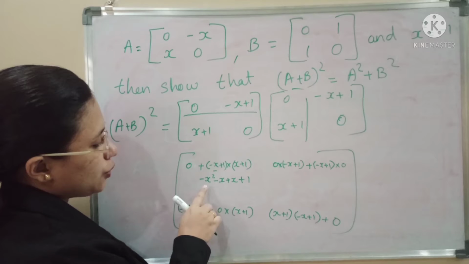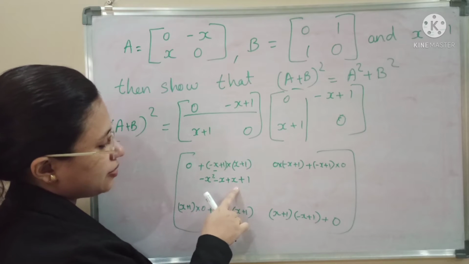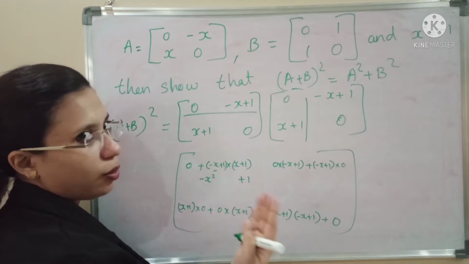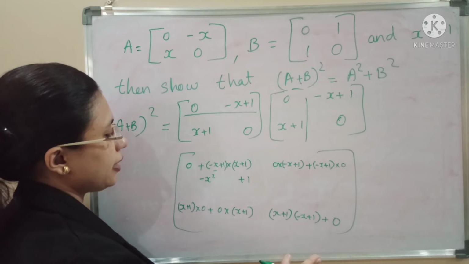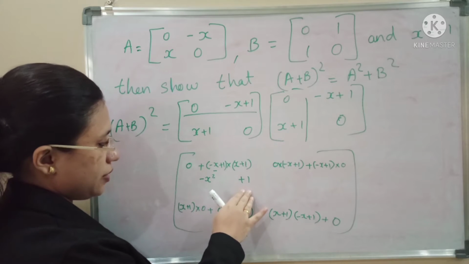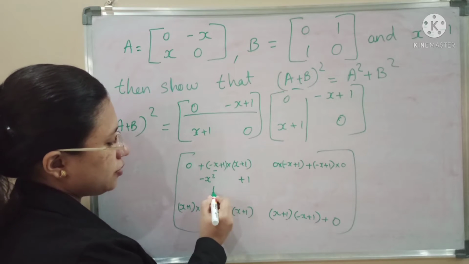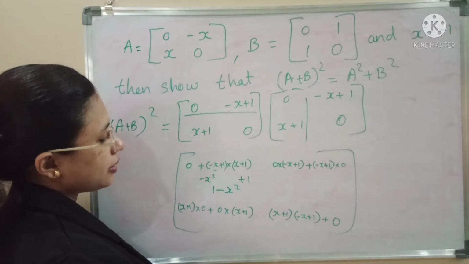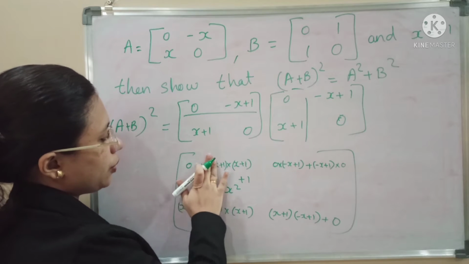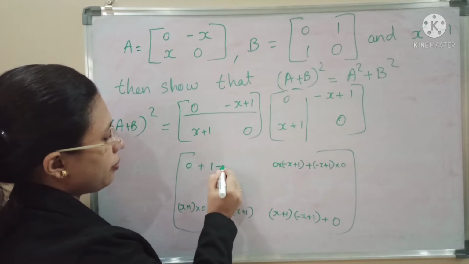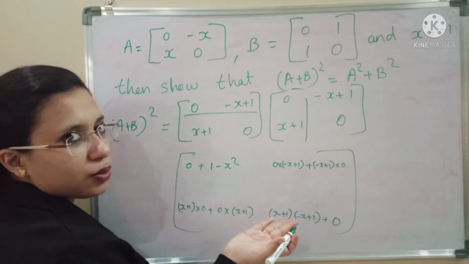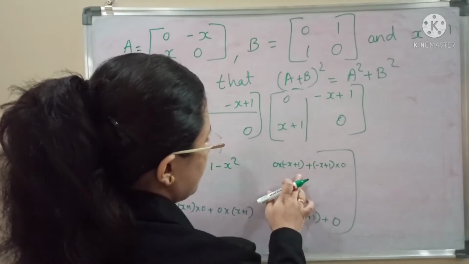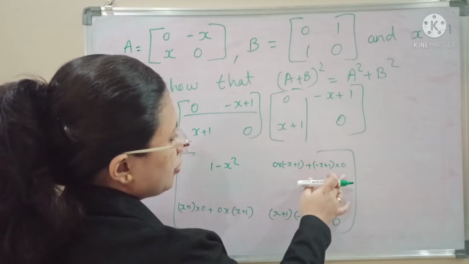Clear? So here minus x and plus x will get cancelled because both are same but opposite sign. So both will get cancelled. So we'll get minus x square plus 1. So if we rearrange it, it will be 1 minus x square. Clear? So I can write here 1 minus x square. So 0 we can cancel.